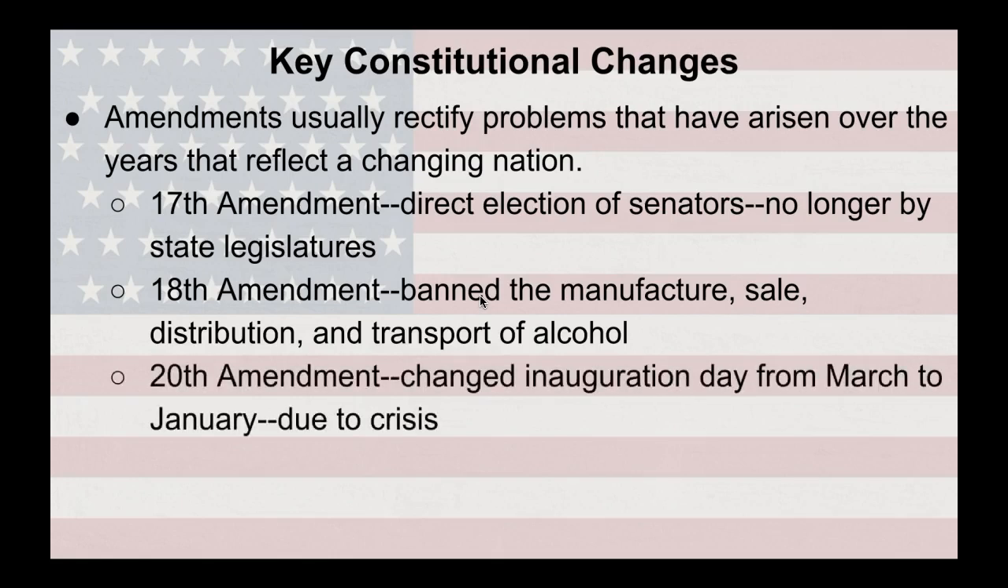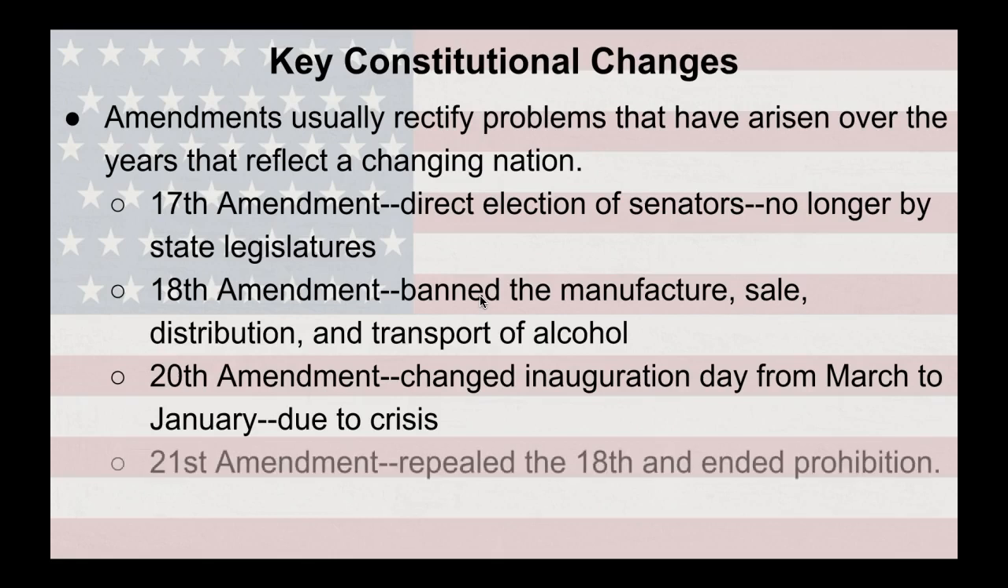The 20th Amendment changes the inauguration day from March to January. We're in the middle of a crisis during this time period, and it's thought that the government should take effect a little bit closer to election time. And so this is going to be passed in 1932 during the height of the Great Depression. And so there's only going to be from November to January of a transition period rather than from November to March as a transition period.